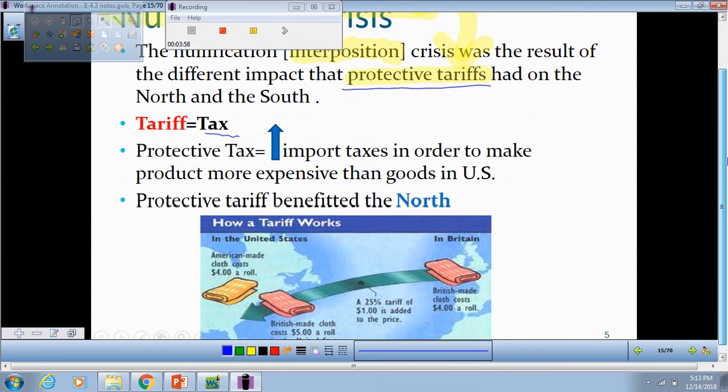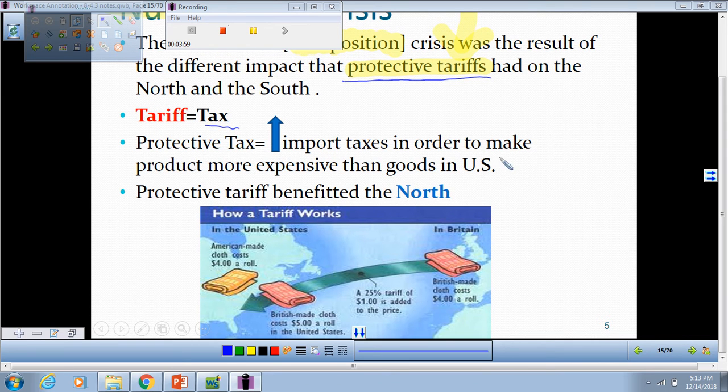A protective tax raises the price of imports in order to make products from foreign merchants more expensive. The protective tariff benefited the North. And if you can see that here, it made the British cost more because a 25% tariff was added to the price. Now, Americans, rather than charge the original $4, would raise the price to compete with the British, or raise the price but still be lower than the British, like $4.75.